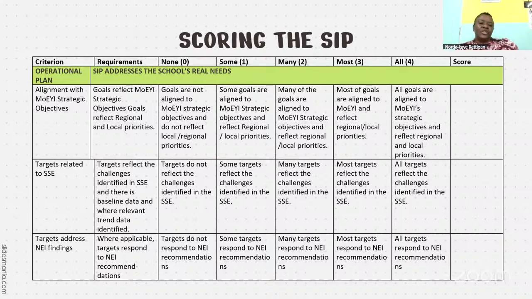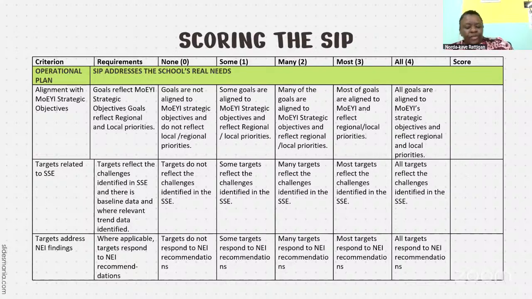Don't tell me that you need a reading program when in your SSE, there was no data to say why your school needs a reading program. There was nothing to say that the students were reading below their grade level. There was nothing to support the fact that I needed a reading teacher. So these must be in alignment with each other.